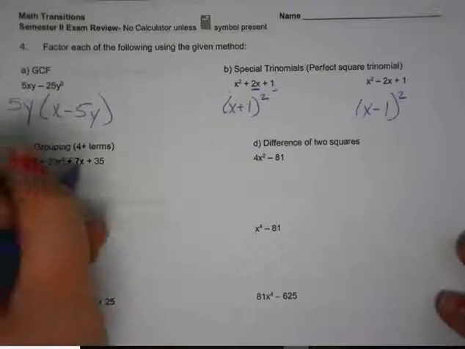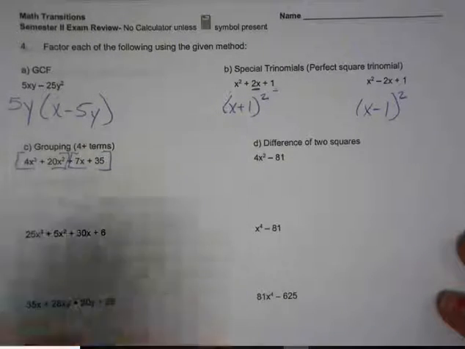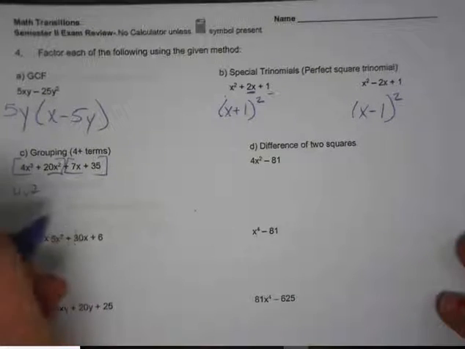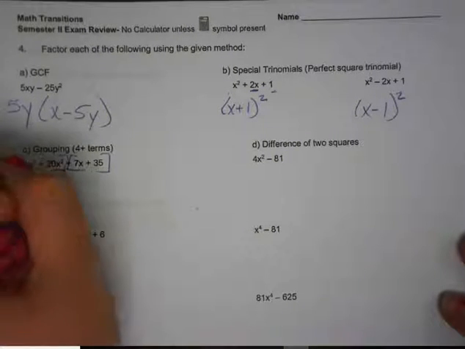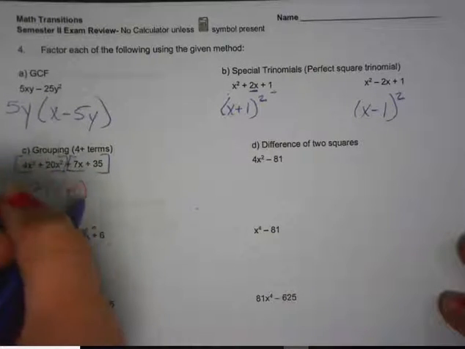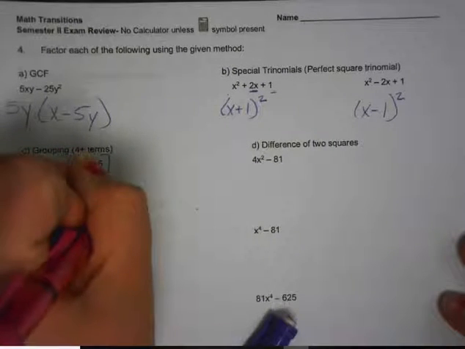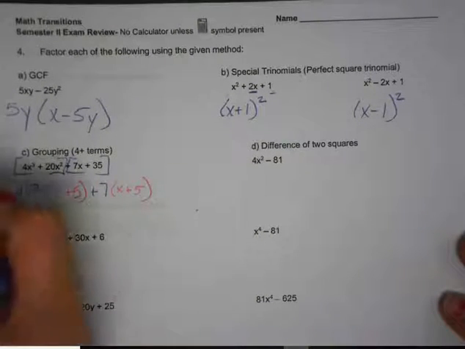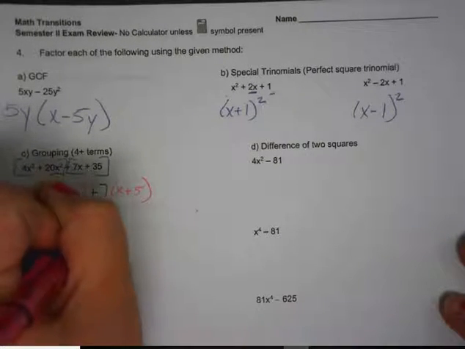Again, this one's grouping. We're factoring with 4 plus terms, so we're just going to break it off into 2 pieces. And I have 4x cubed and 20x squared. Common factor is 4x squared. And then I'm going to be left with x plus 5. And then I have 7x plus 35. I'm going to go ahead and take out the plus 7. And then I'm left again with x plus 5. And so my factors are 4x squared plus 7 times x plus 5.